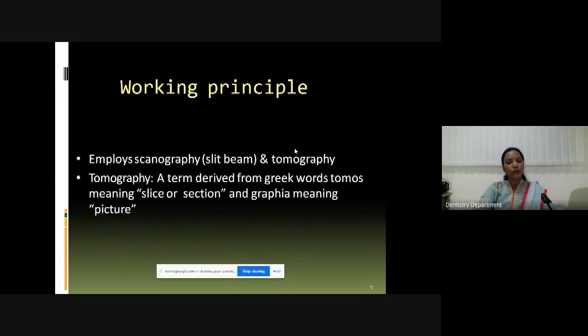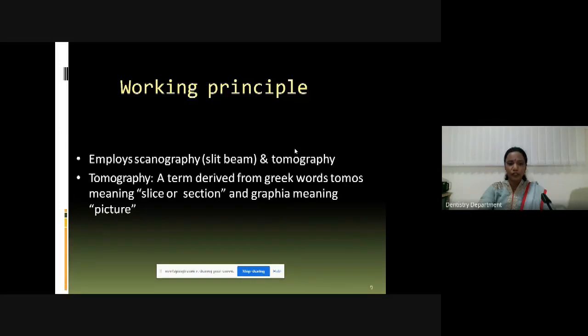We are moving on to the working principle, how this OPG works. That is depending upon two principles. We call one scanography, and the other one tomography. Scanography means slit beam and tomography means slice or a section.